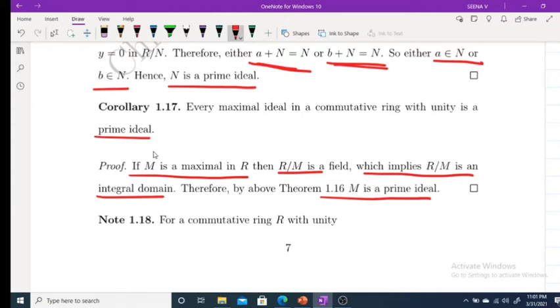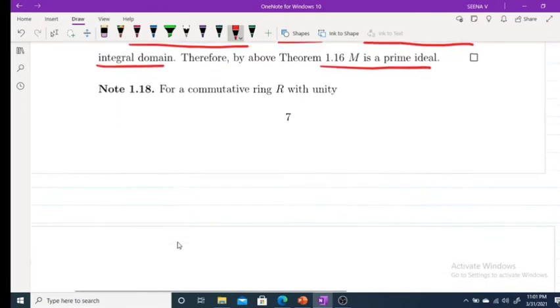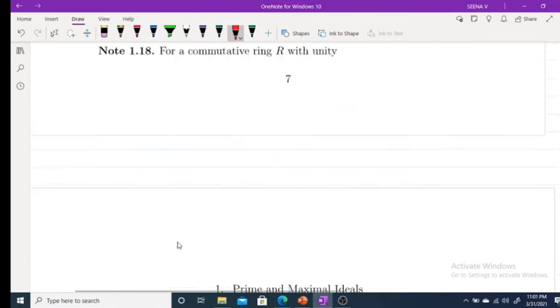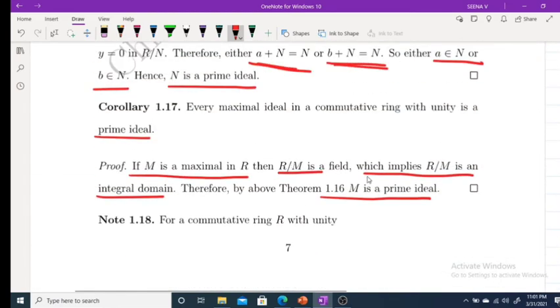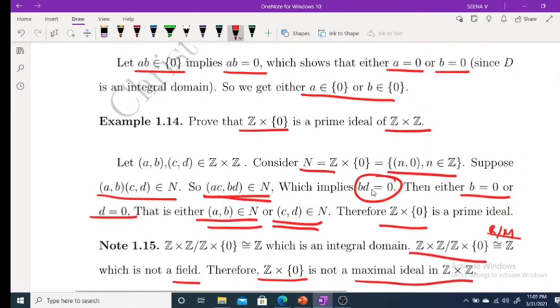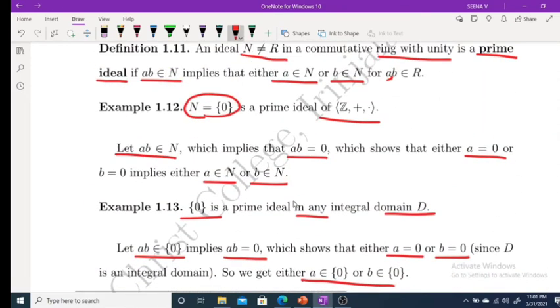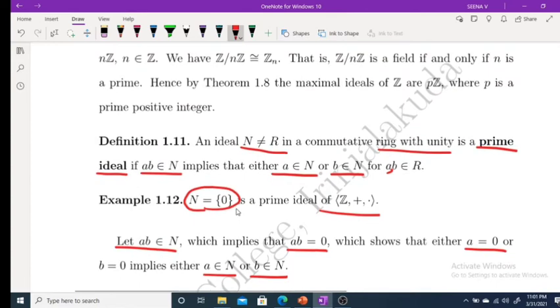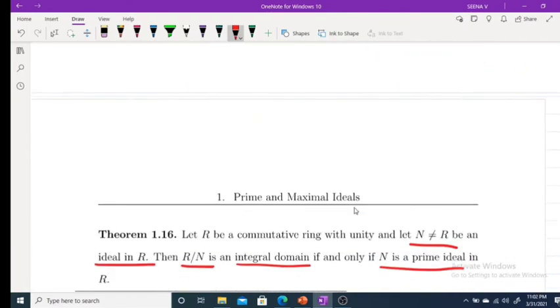What about the converse? The converse need not be true. For a commutative ring with unity, what about the converse? Suppose M is a prime ideal. Here we get that n equal to the set {0} is a prime ideal in Z, but this is not a maximal ideal, because maximal ideals of Z are of the form pZ.